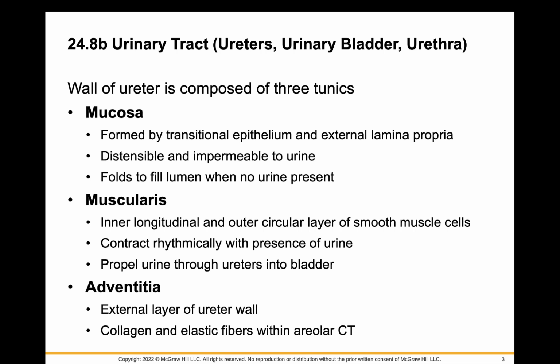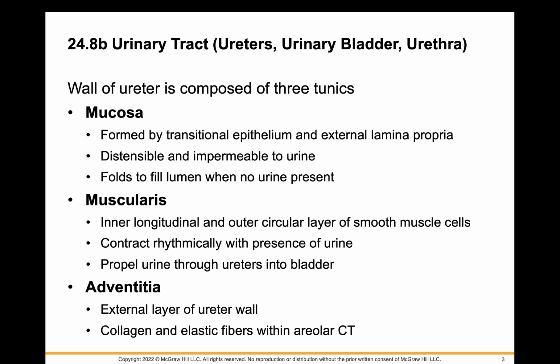Now, another important layer is going to be the muscularis. It has an inner longitudinal and outer circular layer of smooth muscle cells. So remember, this is smooth muscle and is under autonomic control. And basically, these muscles will contract in a coordinated rhythmic way once urine is present. And the role here is actually to move urine through the ureters into the bladder.